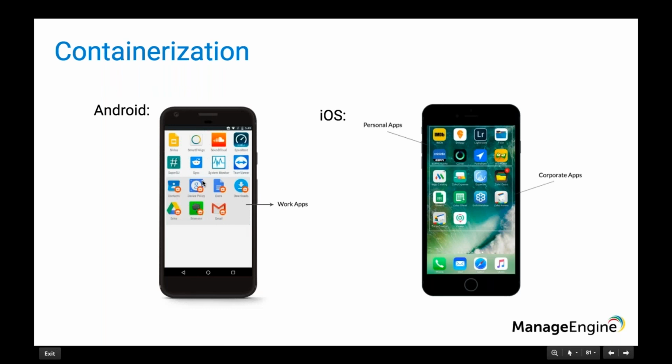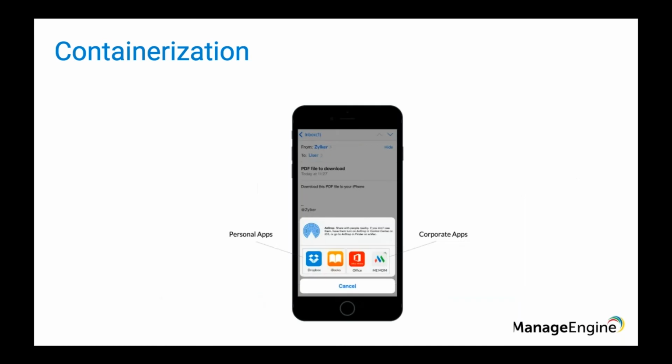So this is how containerization can be actually achieved in Android devices. As you can see, the work apps have been logically categorized and are indicated by the red briefcase icon. However, in case of iOS, both the personal and the corporate apps coexist within the same space, and this can lead to a lot of unauthorized data access problems.